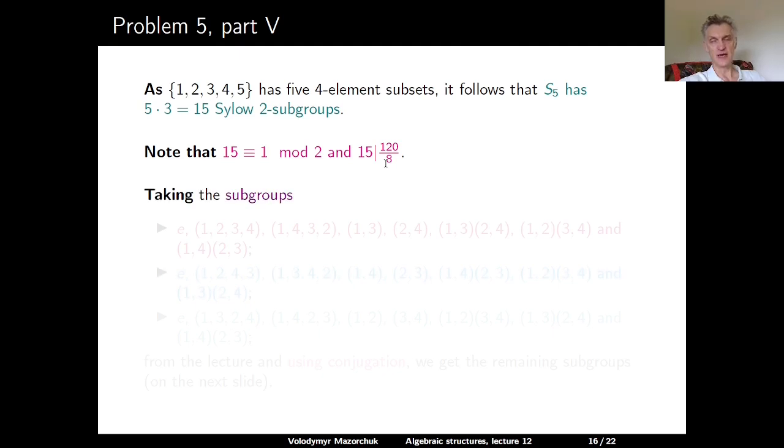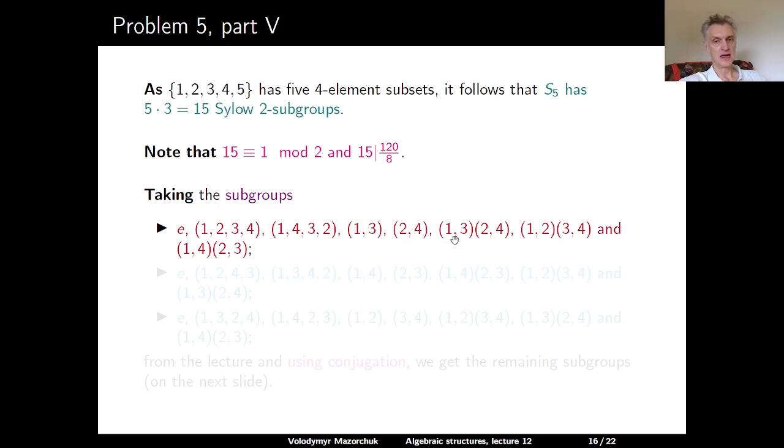So the subgroups which we had in the case of S4 are the following 3 subgroups. The first one consists of the identity, then the 4-cycles (1 2 3 4), its inverse (1 4 3 2), the transpositions (1 3) and (2 4), and the products of commuting transpositions (1 3)(2 4), (1 2)(3 4), and (1 4)(2 3).